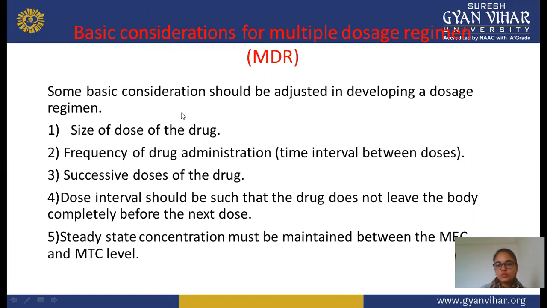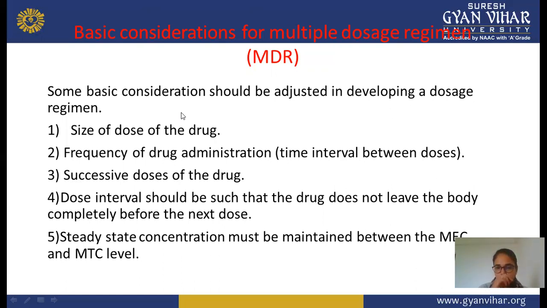Next is successive doses of the drug, meaning how much you continue the drug in multiple dosing. Suppose for multiple dosing you are taking 5 doses. Then we confirm how much time interval is required for these 5 doses, and whether you are taking all 5 successive doses or not. So this concerns successive doses of a particular drug, the size or dose of the drug, and the frequency of drug administration.